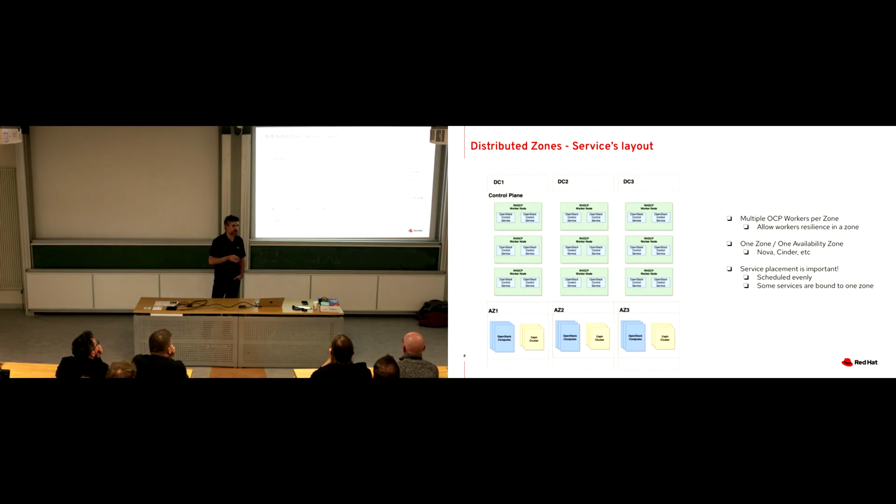In terms of soft isolation, we rely on AZs, so availability zones in OpenStack. Those are Nova AZs, Cinder AZs, Manila AZs, Neutron AZs, Octavia AZs, so that they are isolated from a logical point of view.